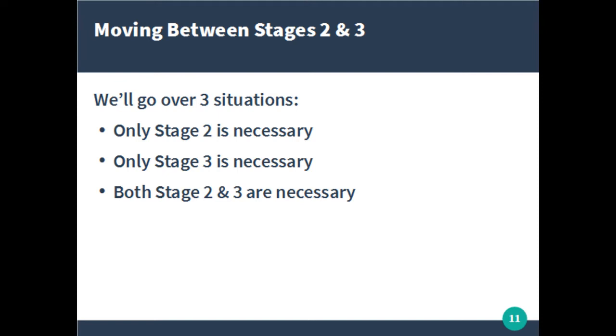The first situation that I'll demonstrate a question on is when only stage 2 is necessary. That means you do stage 1, and then you do stage 2, and finishing stage 2 happens to be enough to get you to an answer choice. So I'll demonstrate what that looks like. And actually, we've seen some of that in other places, but that's a discussion for another time.